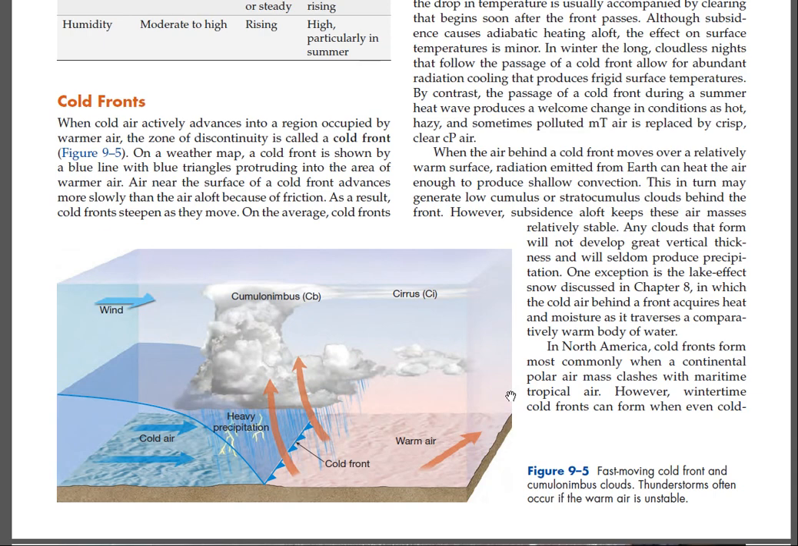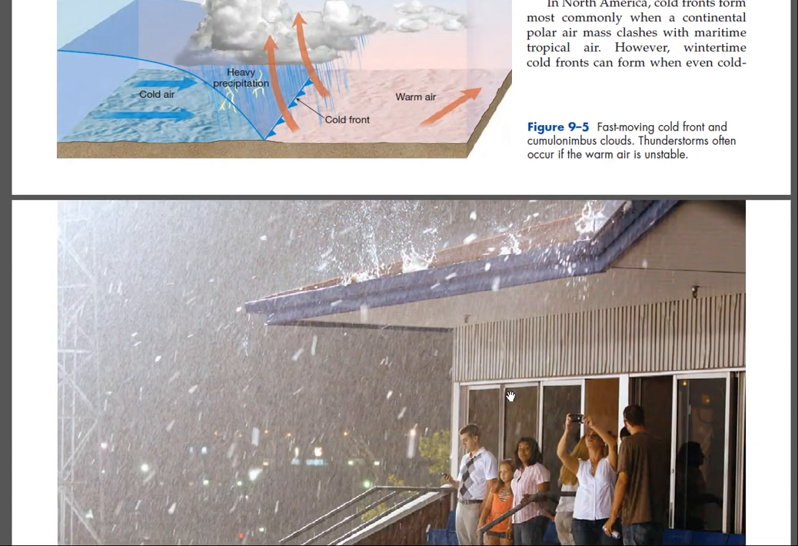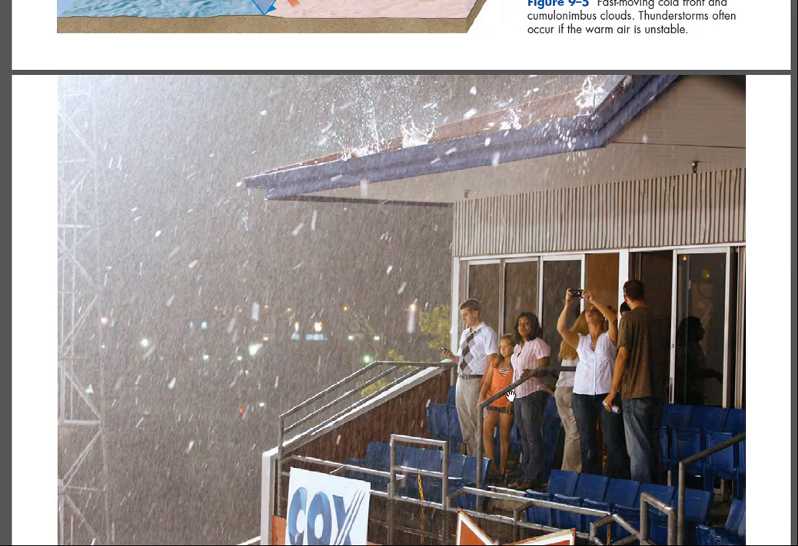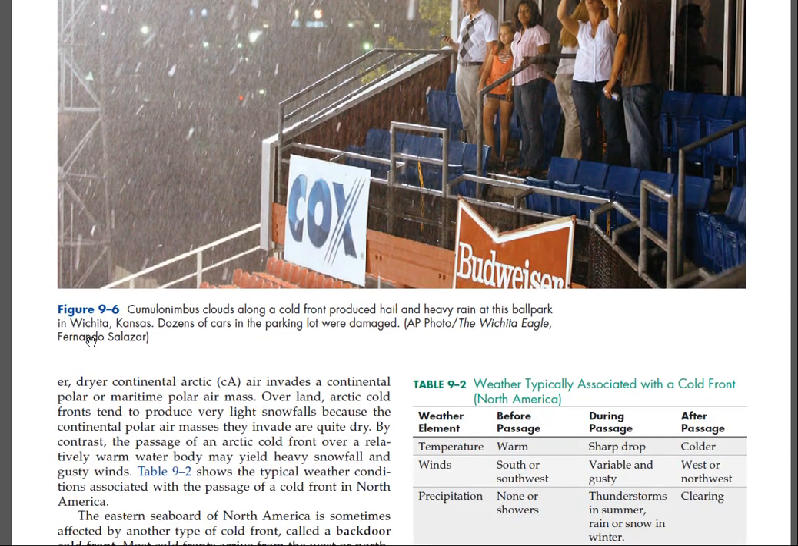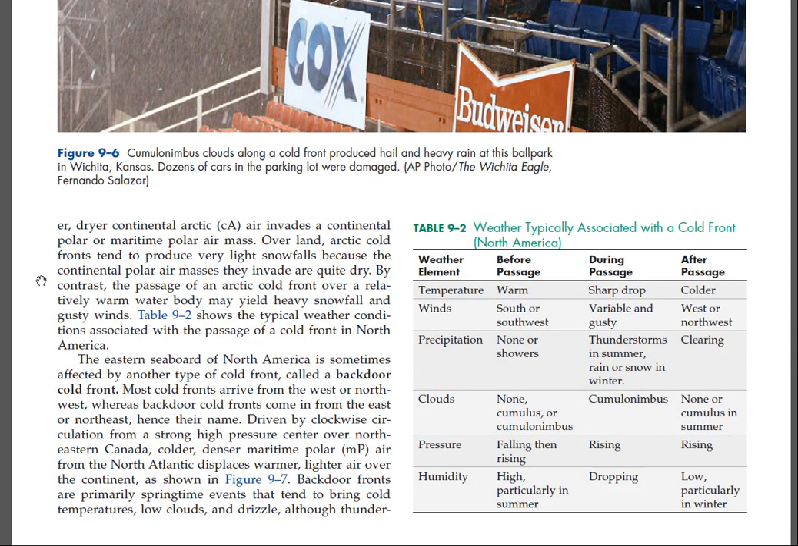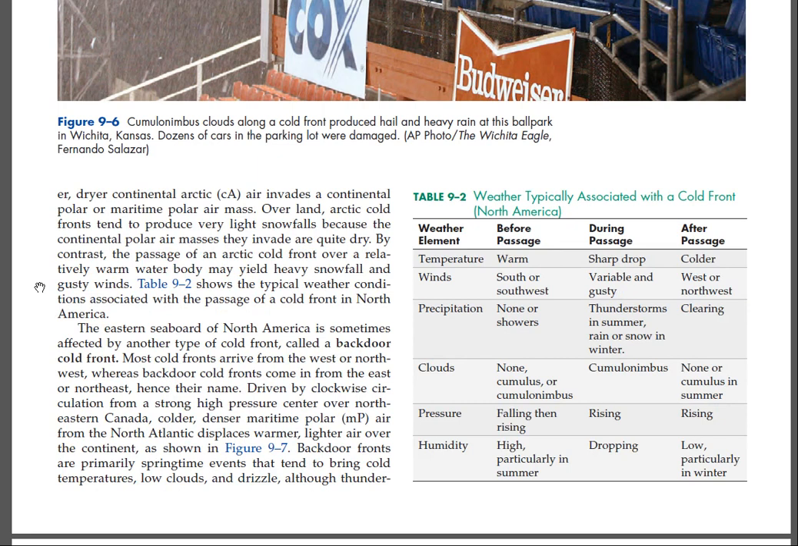However, wintertime cold fronts can form when even colder, drier continental Arctic (CA) air invades a continental polar or maritime polar air mass. Over land, Arctic cold fronts tend to produce very light snowfalls because the continental polar air masses they invade are quite dry. By contrast, the passage of an Arctic cold front over a relatively warm water body may yield heavy snowfall and gusty winds. Table 9.2 shows the typical weather conditions associated with the passage of a cold front in North America.